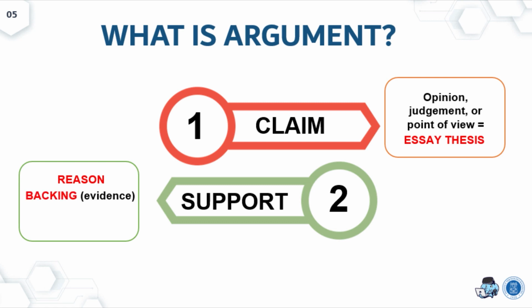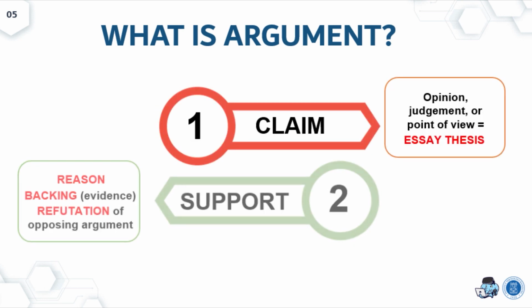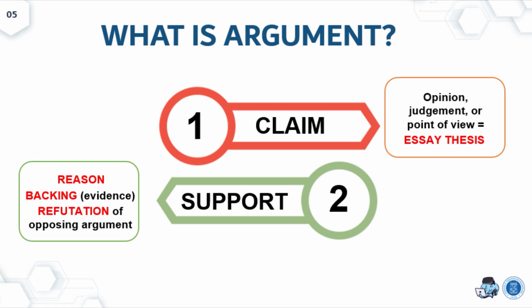The second is the backing to justify the claim. It can be in the form of evidence, explanation, or further justification. The last is refutation of opposing argument. It acknowledges the opposing arguments that make sense and refute those that do not make sense. When you try to identify the argument in a text, make sure that you can find the claim and the support. These two things are the main points of an argument.